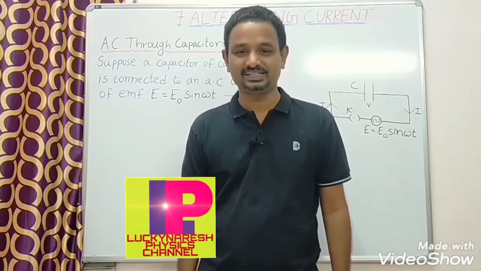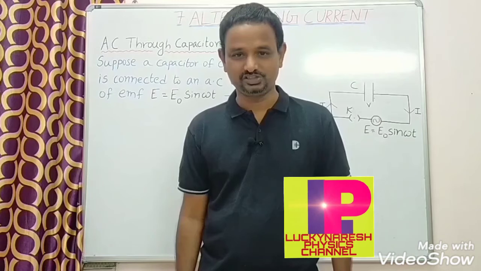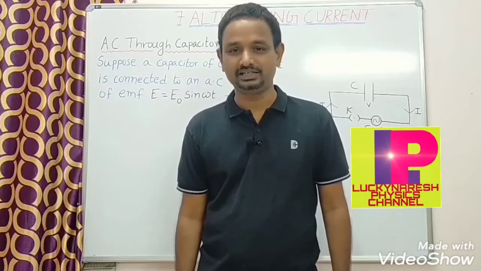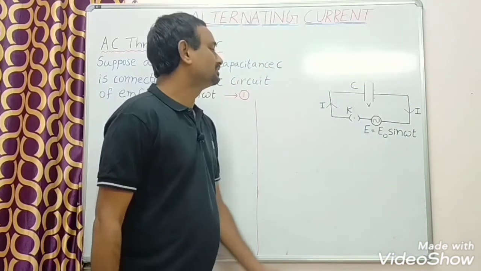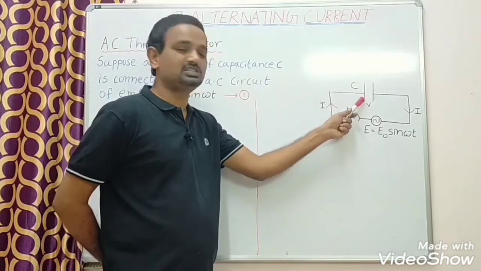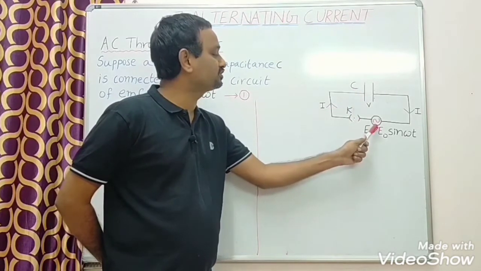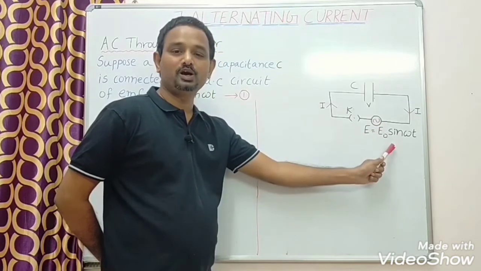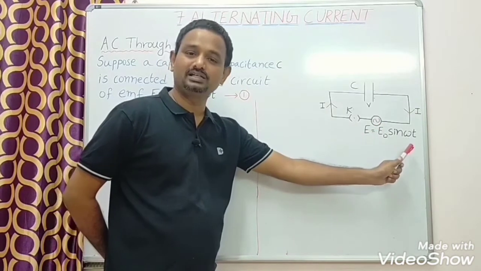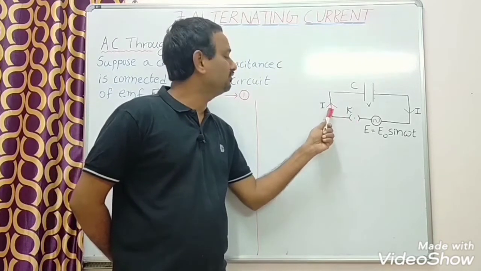Students, in this session I am going to discuss AC through a capacitor in alternating current. Look here. Suppose a capacitor of capacitance C is connected to an AC source of EMF E equal to E naught sin omega t. When the switch is on, current will flow.